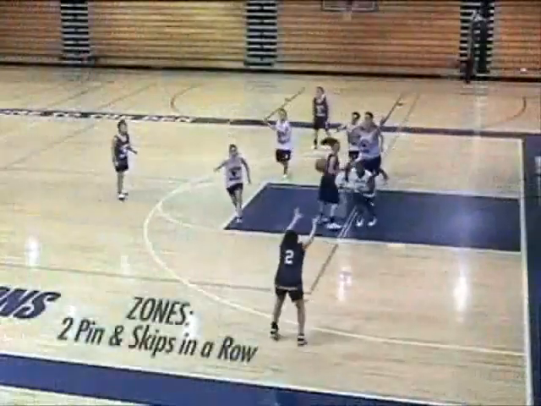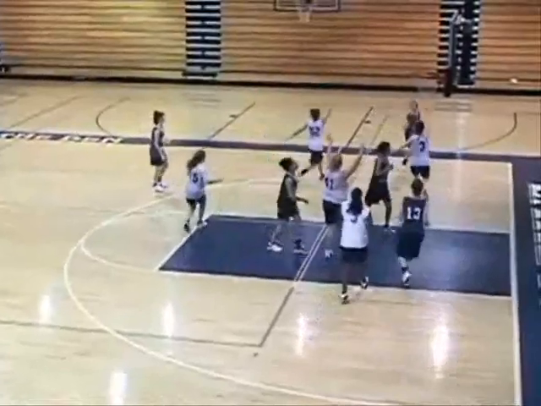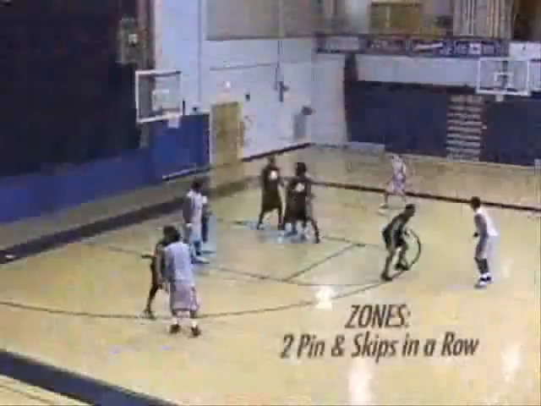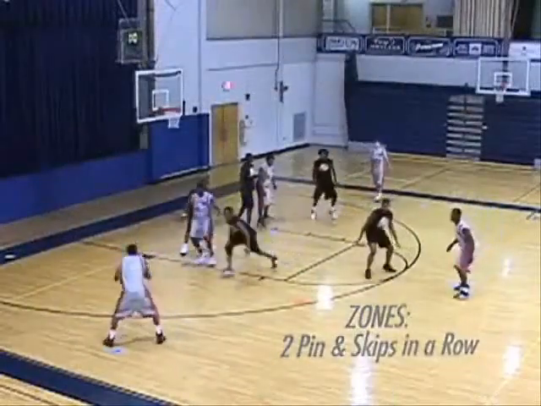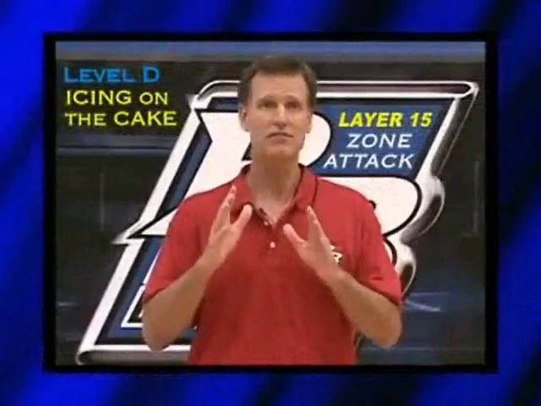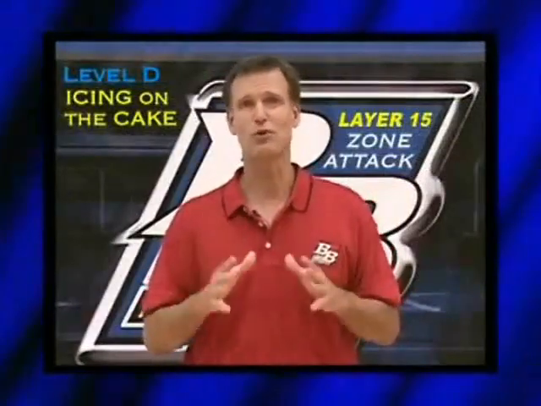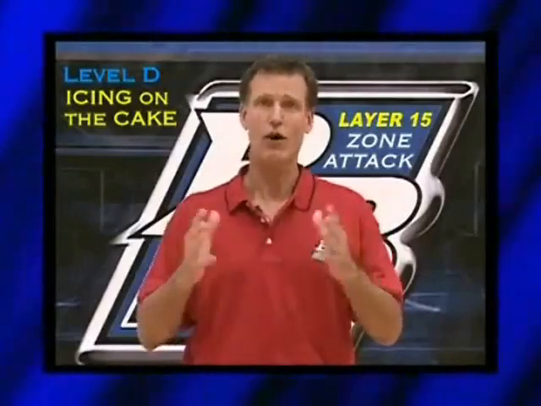Or how about pin and skip, catch, penetrate, pin and skip. As soon as the zone begins to chase your players, dribble penetration opportunities will become available. You don't have to have 5 great 3-point shooters on the floor to beat a zone. That's a myth, although I probably wouldn't turn them down.